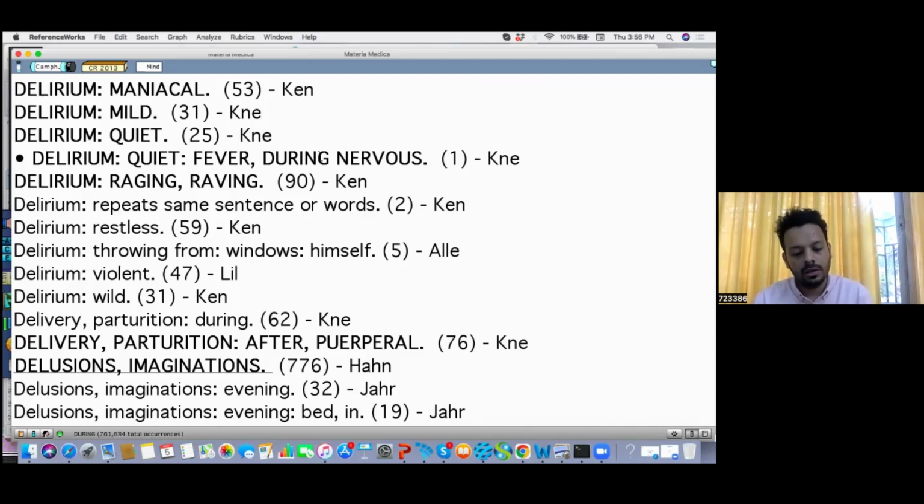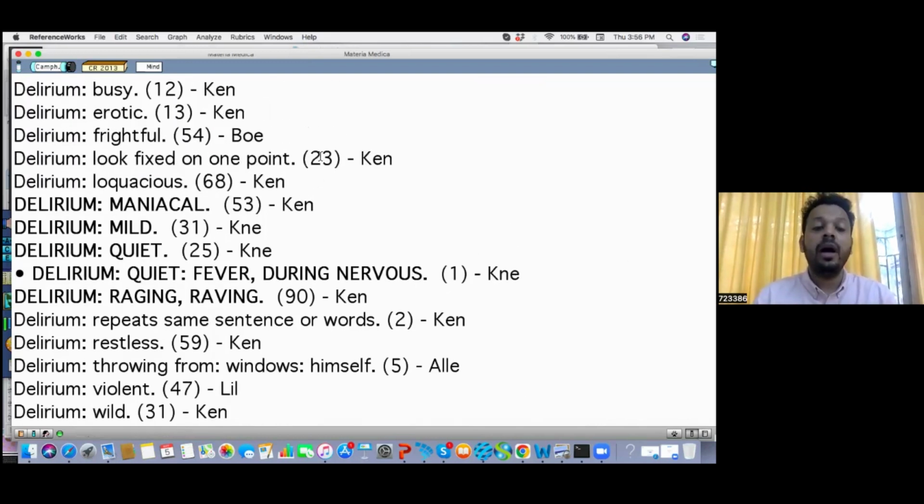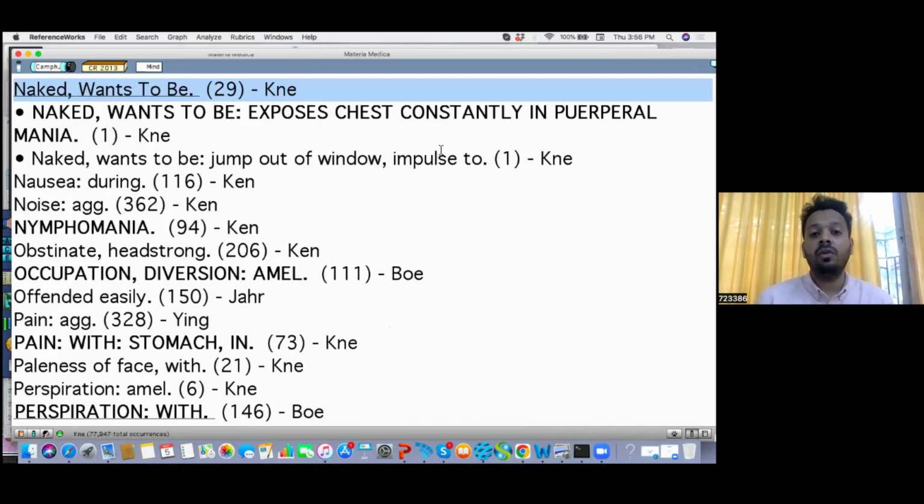Sometimes in a kind of acute state, in a later state, Camphora starts becoming maniacal. This is when their state becomes very different. And this is where it comes very close to Hyoscyamus. So you can see the rubrics: naked wants to, impulse to jump out of window, naked wants to be exposed, his chest constantly in mania. So you can see this kind of sexual mania, nymphomania. It almost gives you an idea of Hyoscyamus. But in Hyoscyamus, it's more vulgarity.